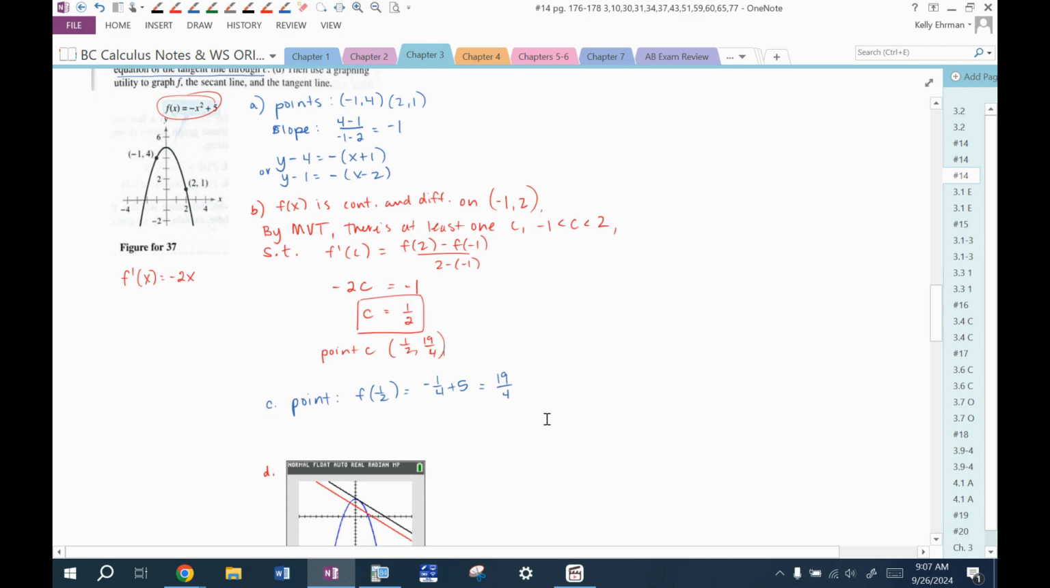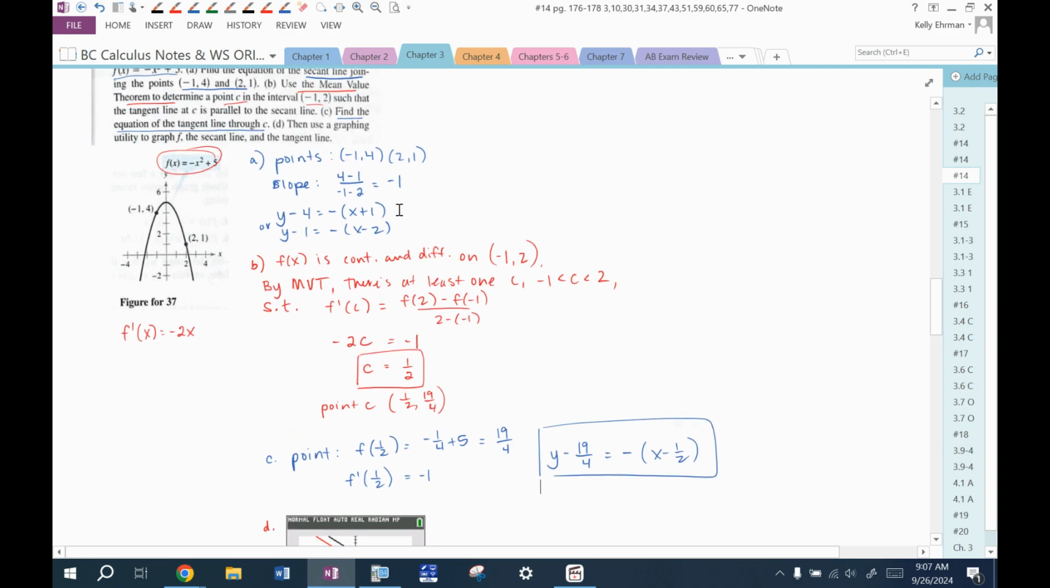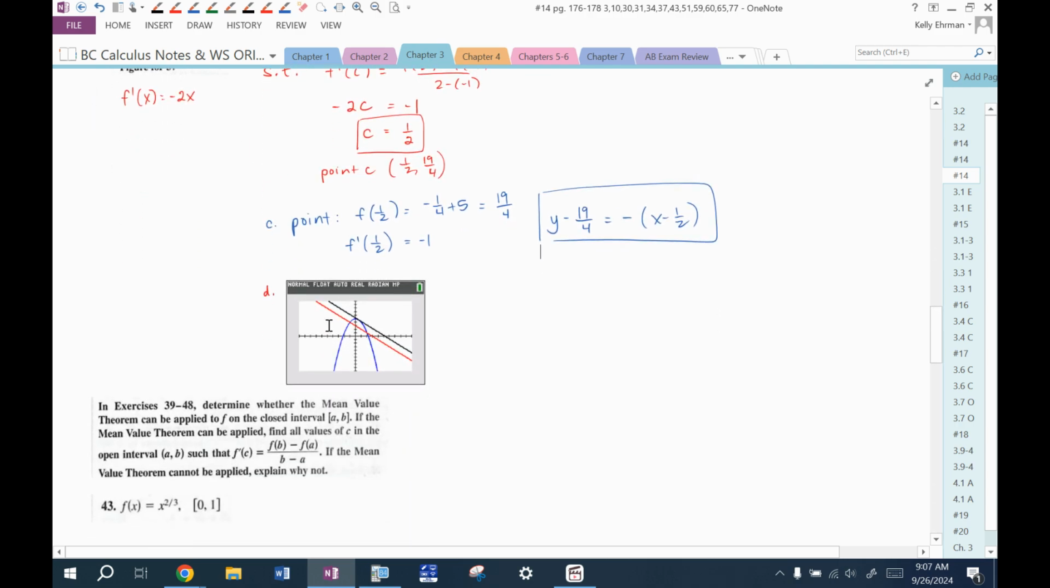All right, so anyway, I have that point, and then the slope, remember, we already know that f prime of 1/2, of that c value, the slope is -1. You could plug it in to your f prime equation again if you wanted to. And so the point slope equation is y minus 19 over 4 equals negative x minus 1/2. And part D just says graph everything, graph the function, the secant line, and the tangent line. So I did that here.